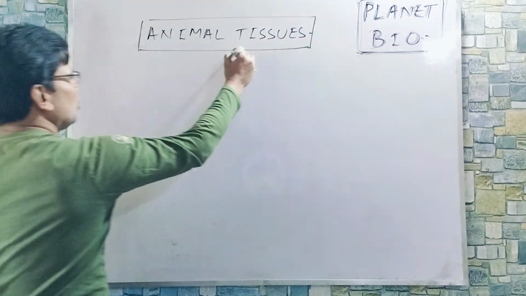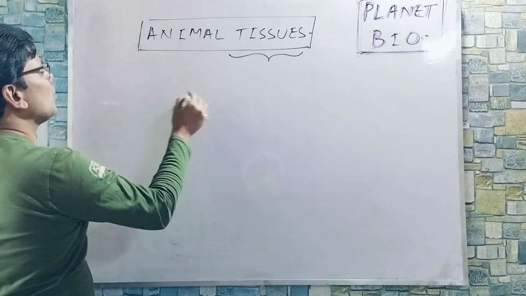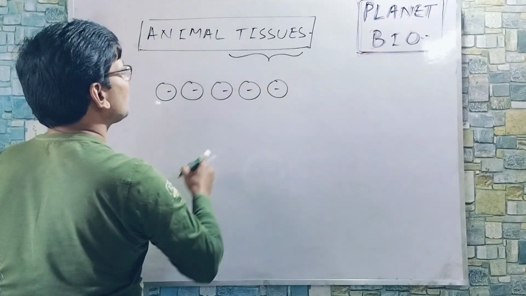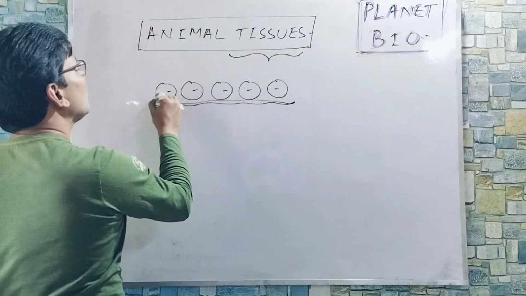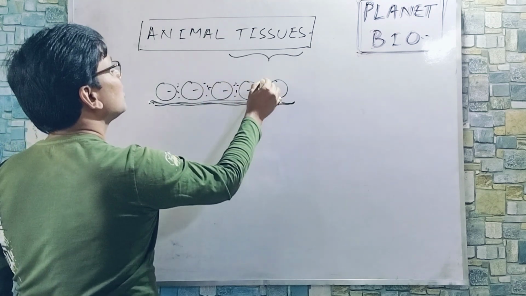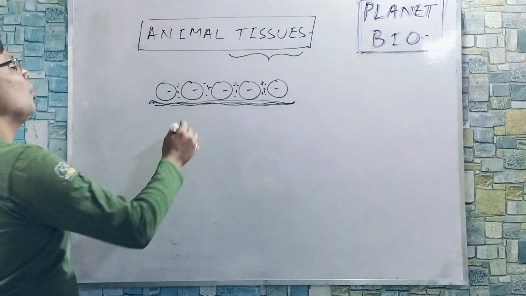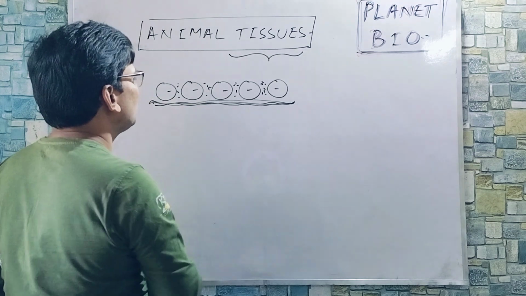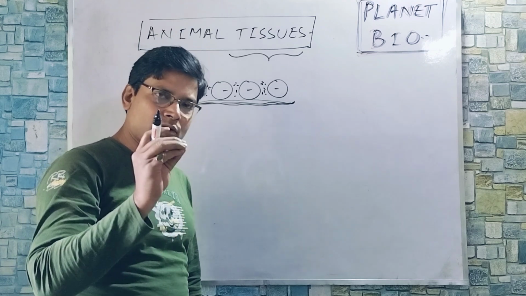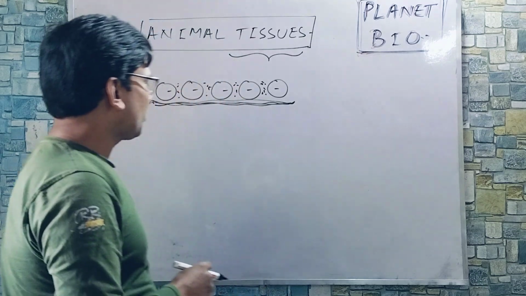What do you mean by tissues first? Tissues means group of cells with intercellular substance which performs a specific function. Group of cells performing a specific function, and that function should be a proper function, normal function, physiological function like secretion, absorption, so on and so forth.